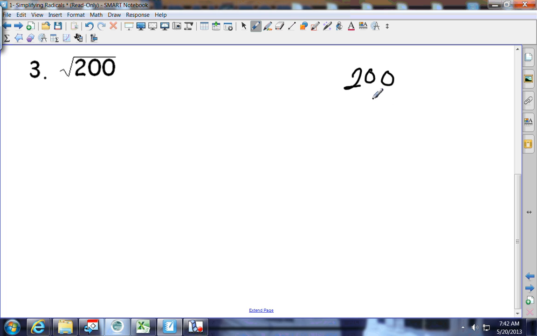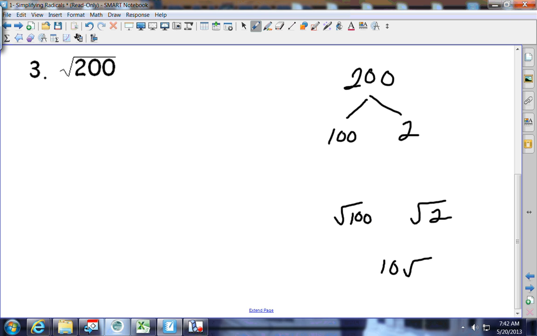What? 100 times 2? Now, if you wanted to, do you see a perfect square already? 100 is a perfect square, right? You'd have the square root of 100 and the square root of 2. What's the square root of 100? What times itself gives you 100? 10. It would be 10 square root of 2. That's one way to do it.